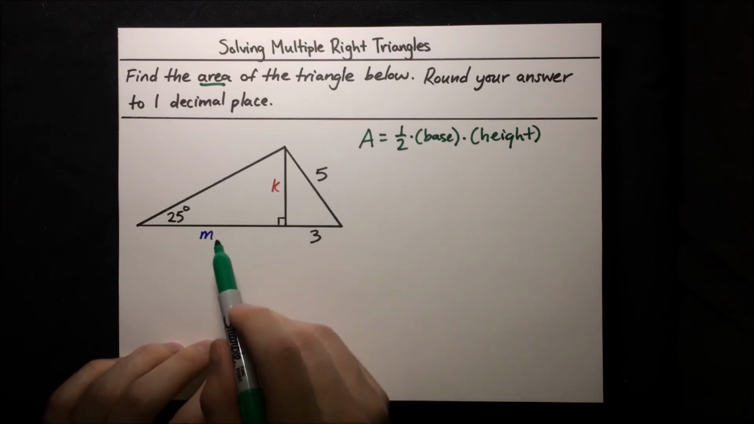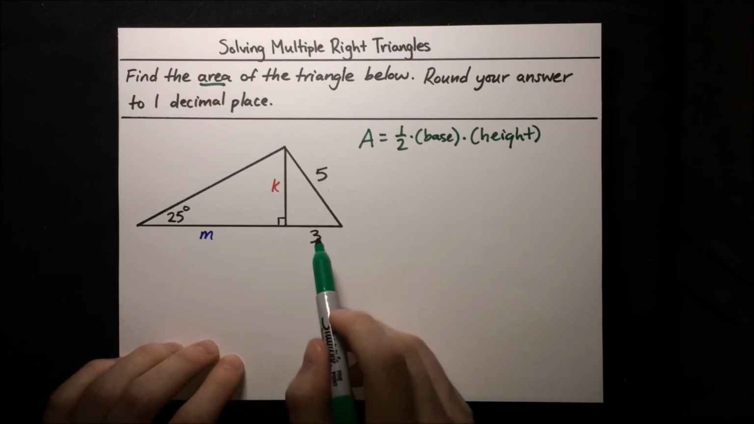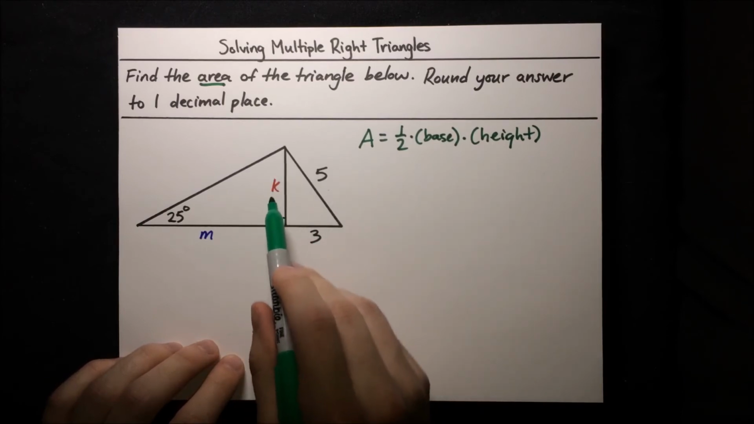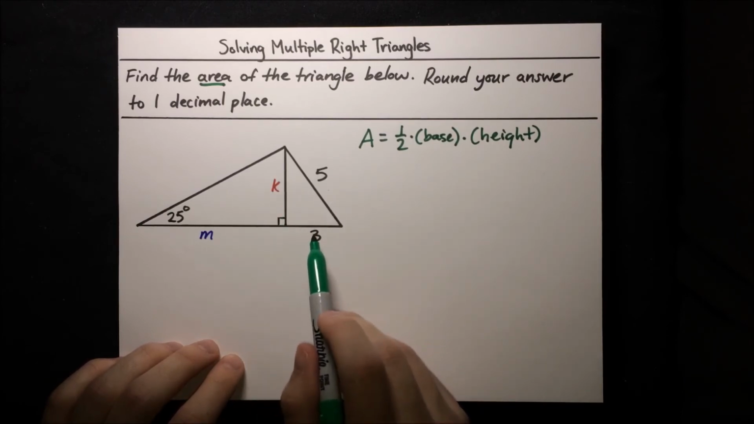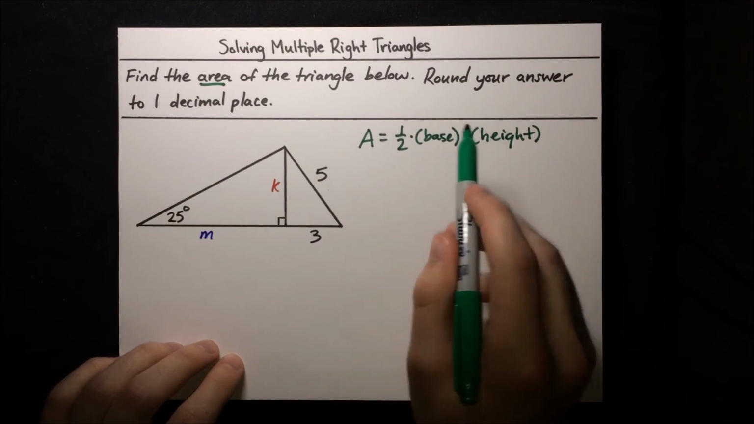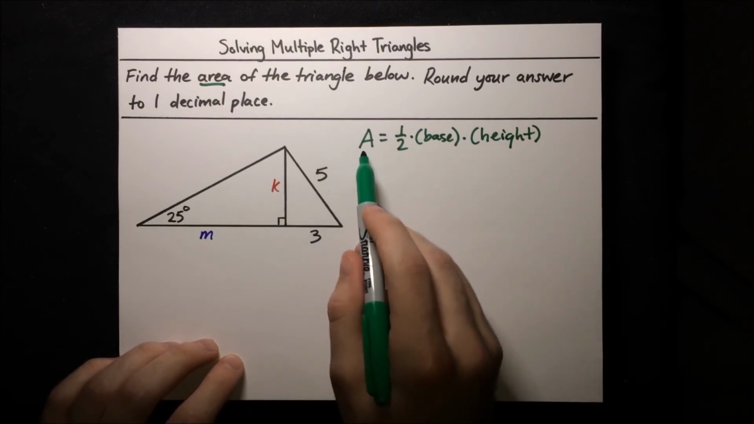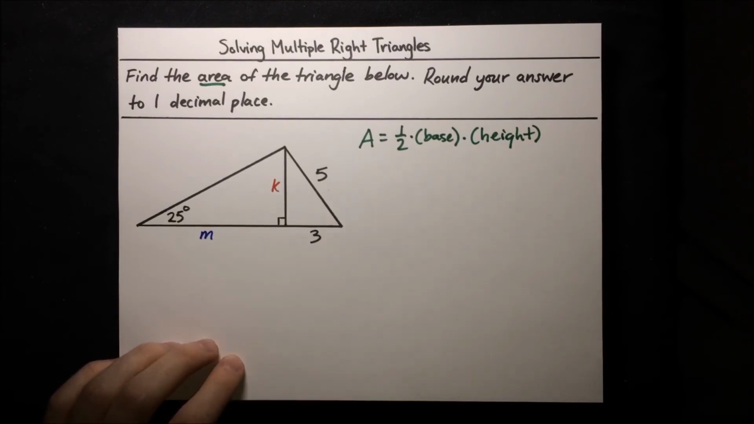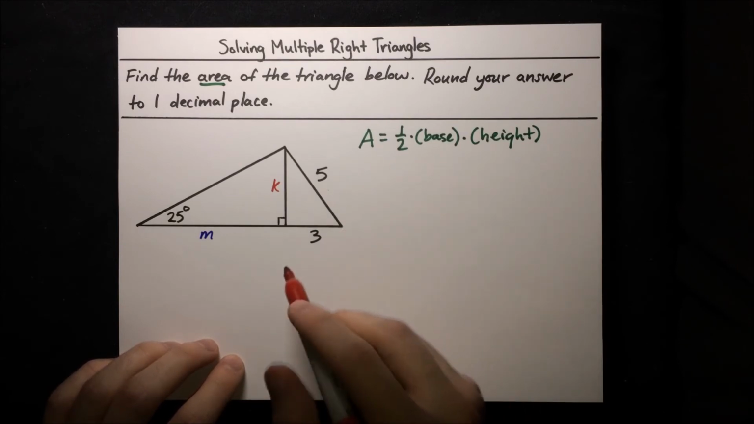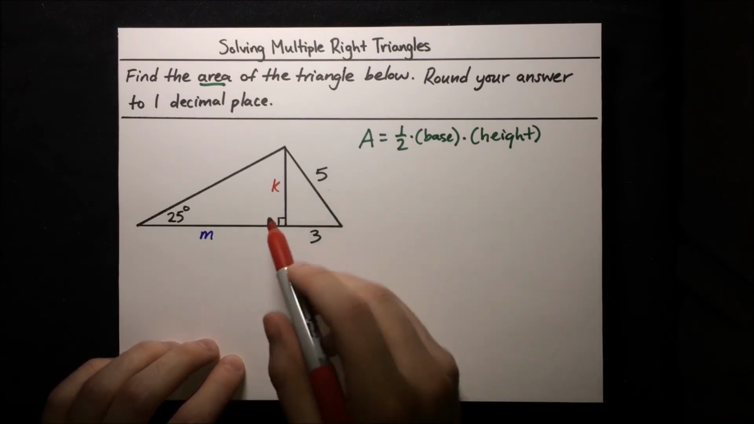So the base has some variable in it, m. It's m plus 3. Same with the height. The height is k. We don't know what k is yet either. So in order to figure out what the base and the height are to put in our area formula, we're going to have to figure out what m and k are. Alright, so let's forget about this area formula for a moment while we solve for m and k.